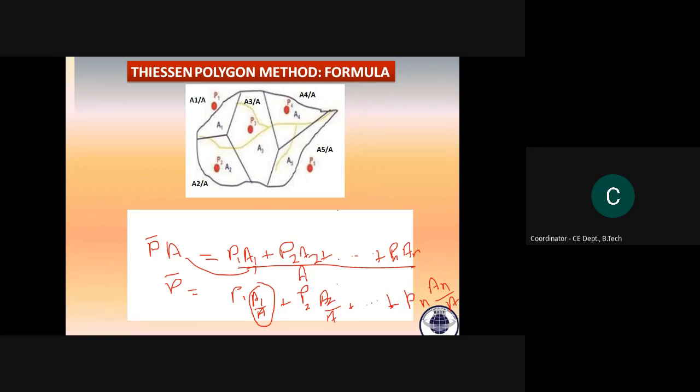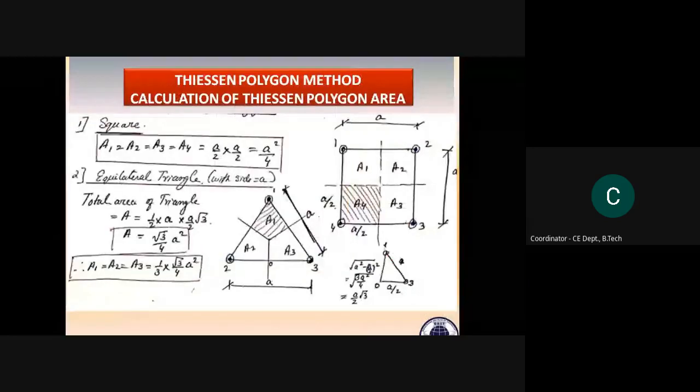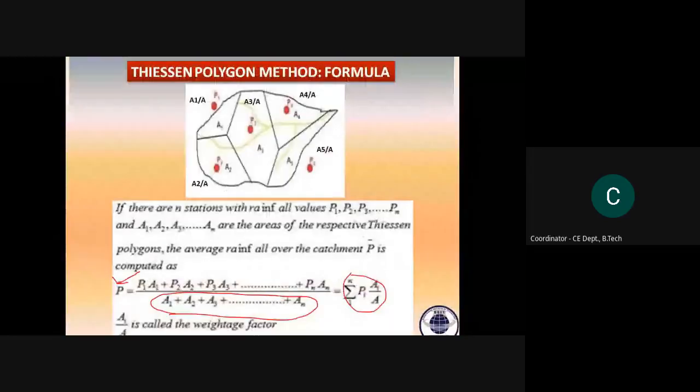Here we can use Thiessen weightage. So you can first estimate the Thiessen weightage and multiply each Thiessen weightage by each rain gauge data, and sum up everything, and we will get P average. Or we can simply use this formula also: P1 A1 plus P2 A2 plus dot dot dot Pn An, divided by the total area of the catchment. Simple. Clear? Everyone clear on this formula? Yes, ma'am. So it is easy.